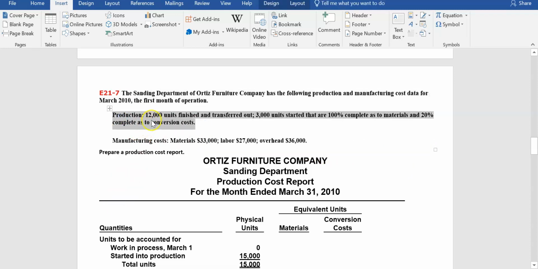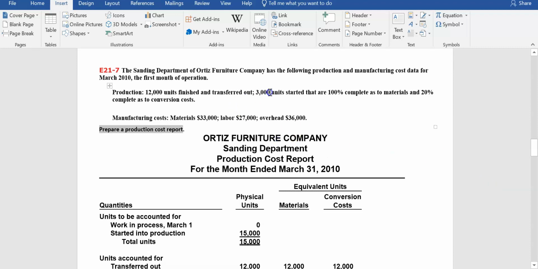Their production: they had 12,000 units that were finished and transferred out. 3,000 units of inventory were started that had all of their materials. They were 100% complete with materials and 20% complete with respect to conversion costs. During that first month of operations, these were the manufacturing or the product costs incurred: materials, labor, and overhead. When we prepare a production cost report, we are trying to reconcile the units produced with the cost incurred.